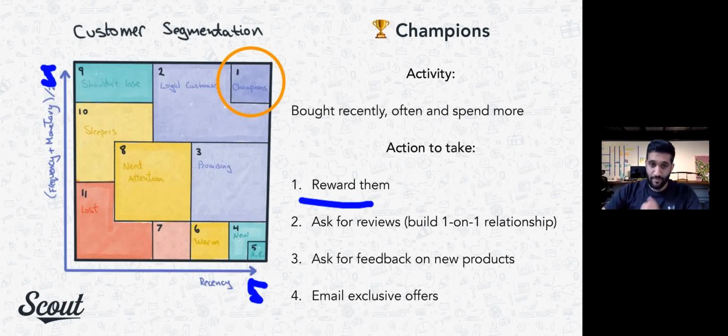So again, build those one-on-one relationships. Ask them for your reviews. Ask them to share your content. Ask them to do things like that, because once you have a relationship with these customers, they will do that. And usually, people are friends.